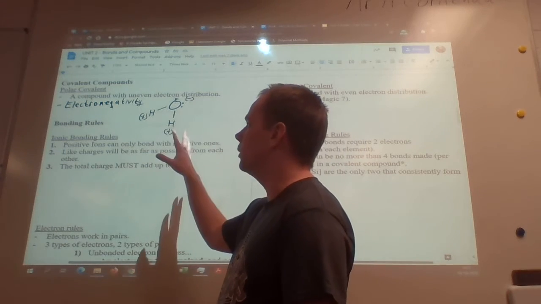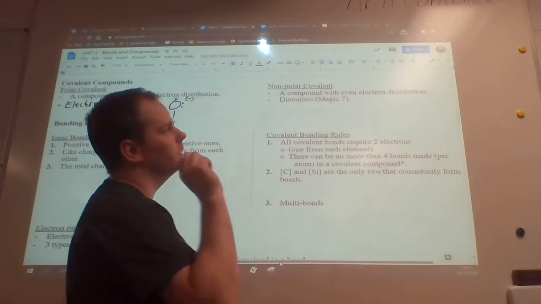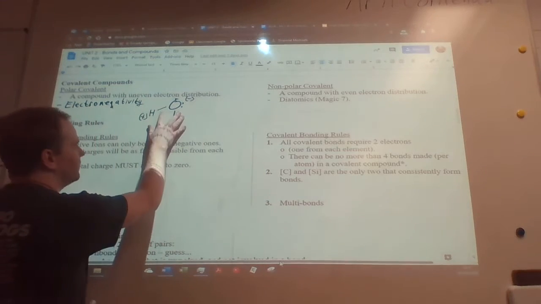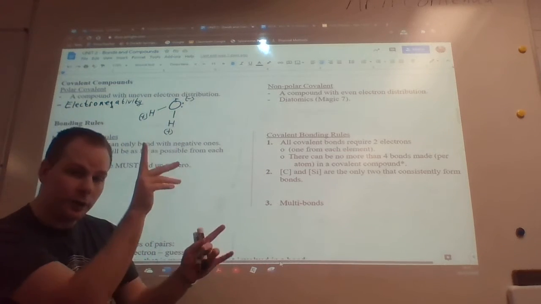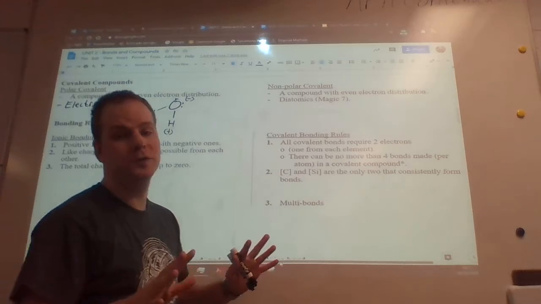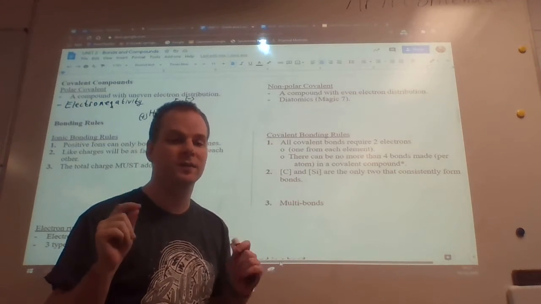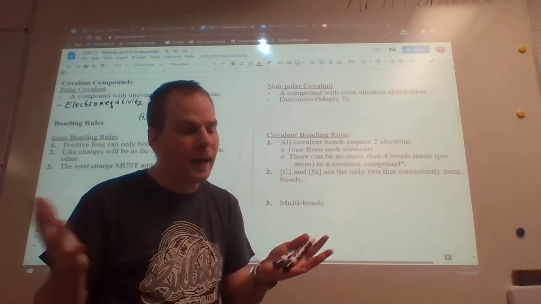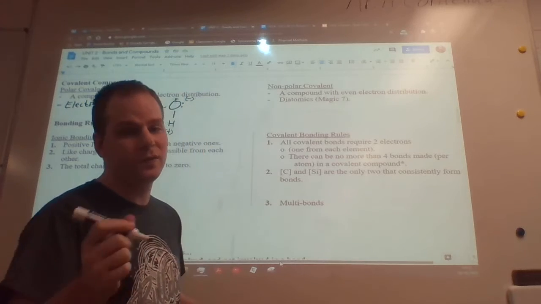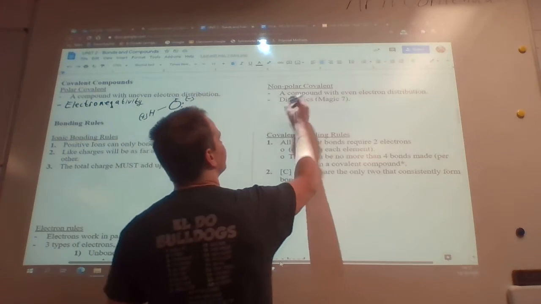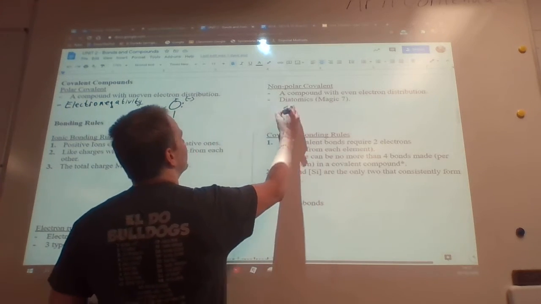So that's polar. Nonpolar is when this doesn't happen. Or a lot of molecules are considered nonpolar because it doesn't appear to happen. And a really good example of this is carbon dioxide.